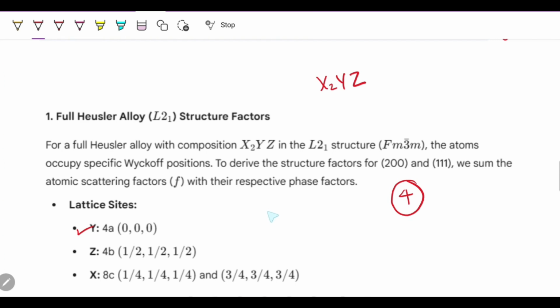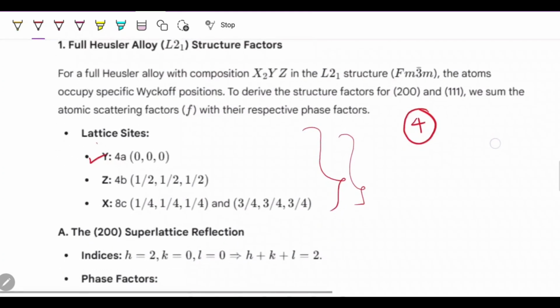Okay, so this is just an example. You can distribute in other ways also. Let's say Z you can put on the horizon and then distribute another. So just taking one configuration and saying these atoms are on these lattice positions, Wyckoff positions.